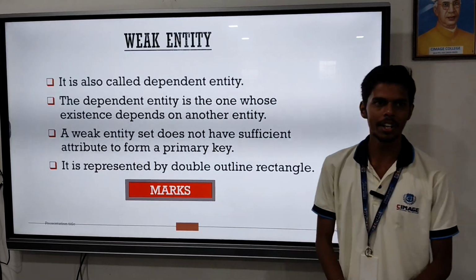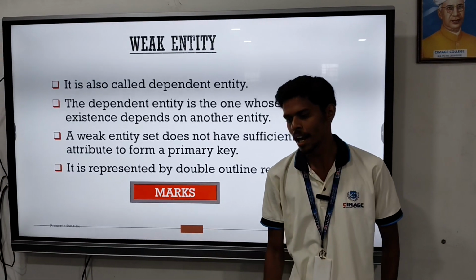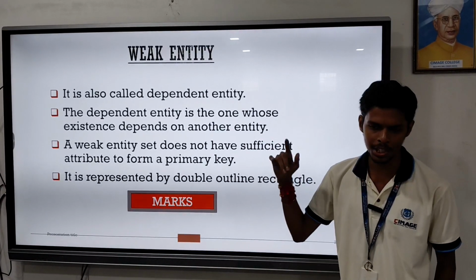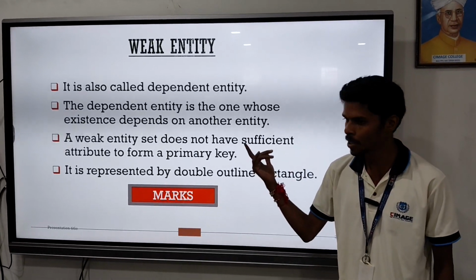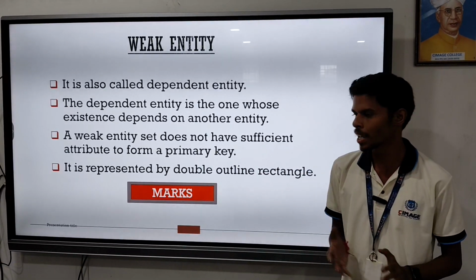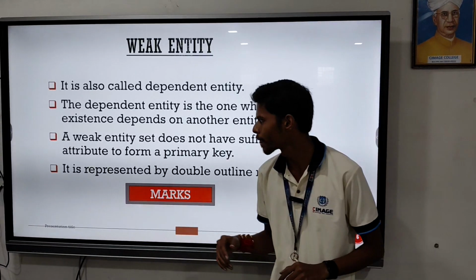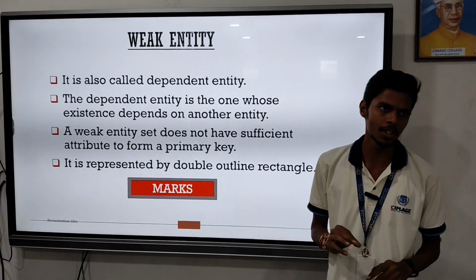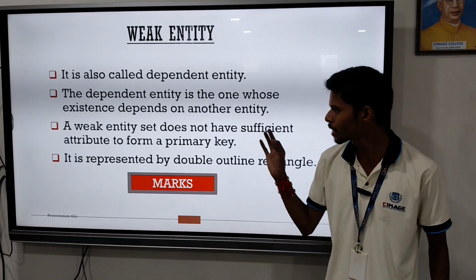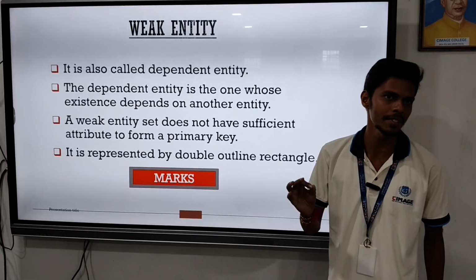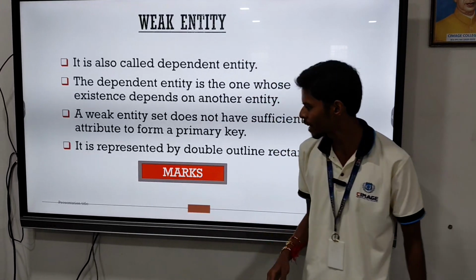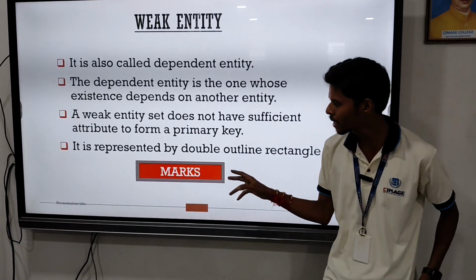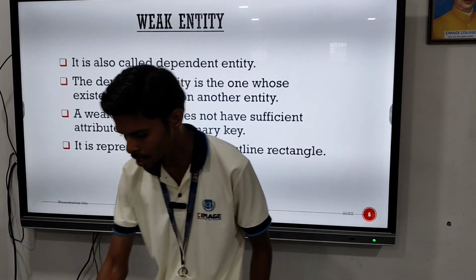And the weak entity is called a dependent entity, in which its existence depends on another entity, which may be a weak entity or a strong entity. And the weak entity has no sufficient attribute which can be defined as a primary key, and it is represented by a double outline rectangle, which I have mentioned here, the attribute marks.